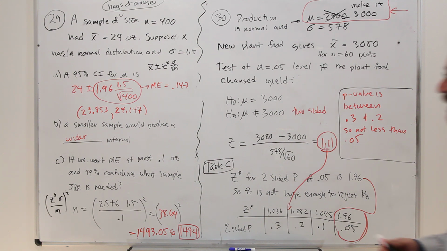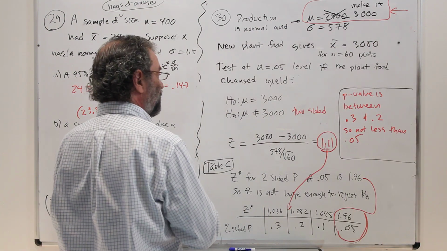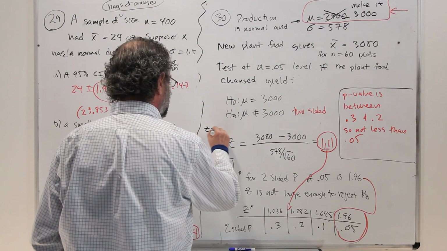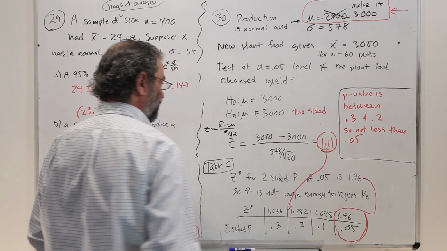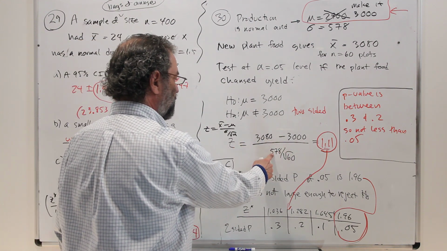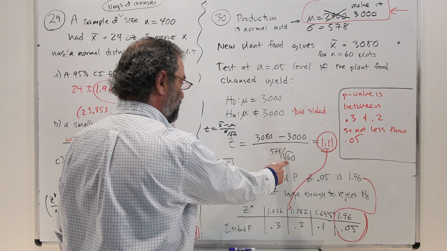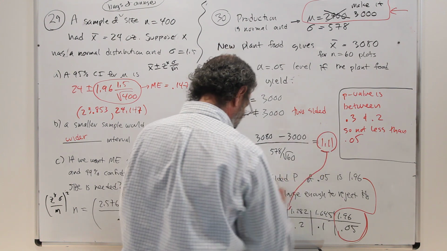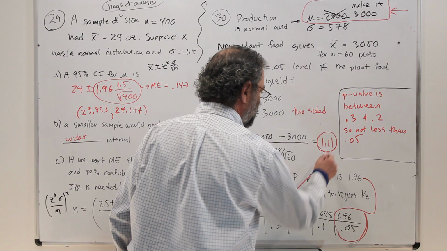The z I'm using is for x bar this time. z is x bar minus mu over sigma over root n, like that. And so the x bar we got was 3080, the mu we're considering is 3,000, sigma is 578, and the sample size was the 60 plots. So I did that, I get 1.11.